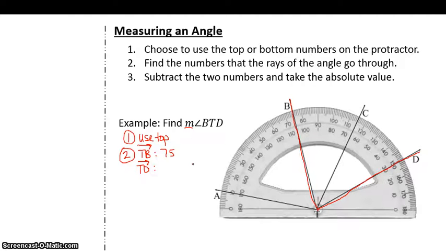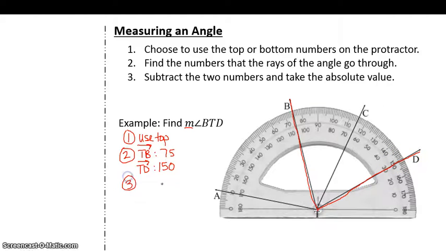Again, you don't have to write each of these steps. You should in your notes, but on every problem that you do, you do not have to do this. So ray TD goes through 150 because I'm using the top numbers. You have to stay consistent. Okay, so that's step 2. Find where the 2 rays go through. What number does it correspond to?